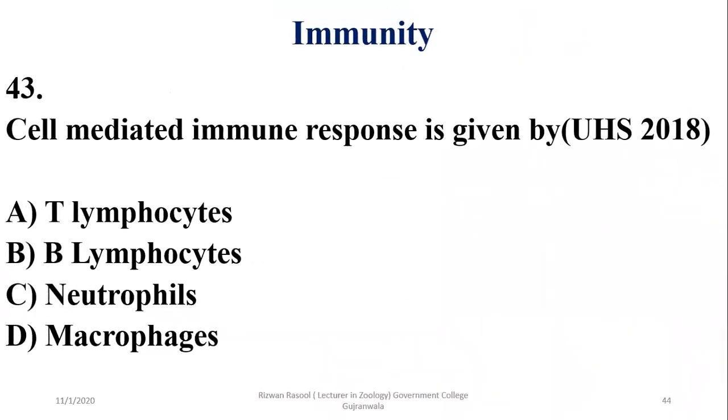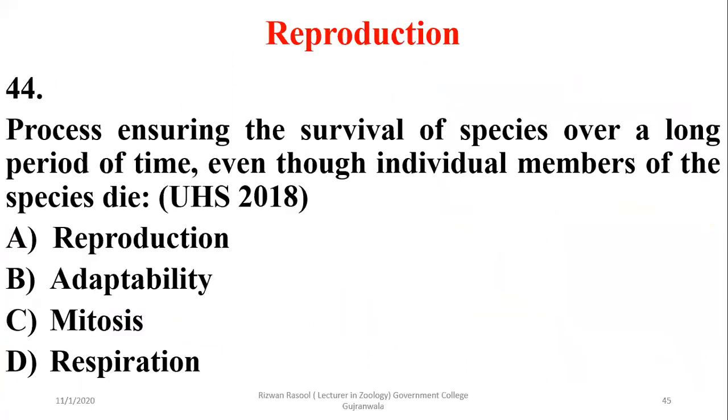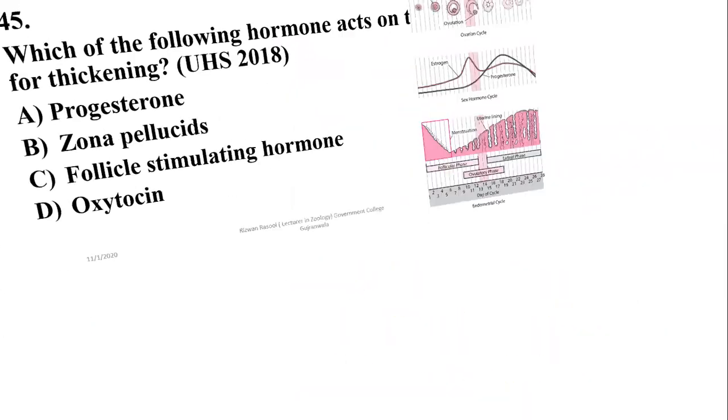Cell-mediated response is the property of T lymphocytes, while B lymphocytes are concerned with humoral response. Number 44, the process ensuring the survival of species over a long period of time, even though individual members of the species die, is reproduction. So alpha is the right option.